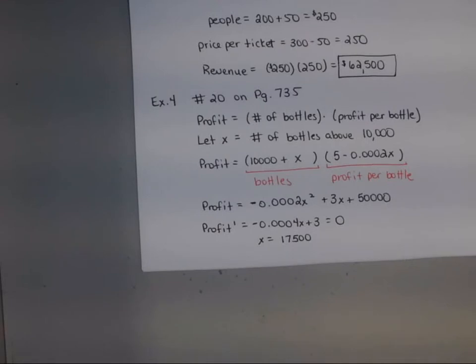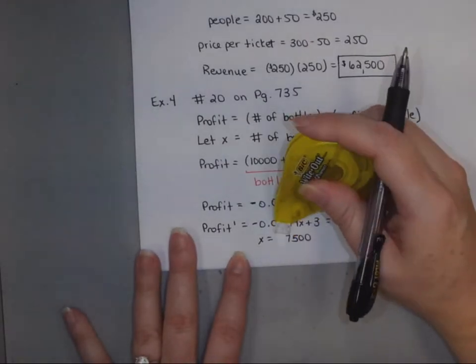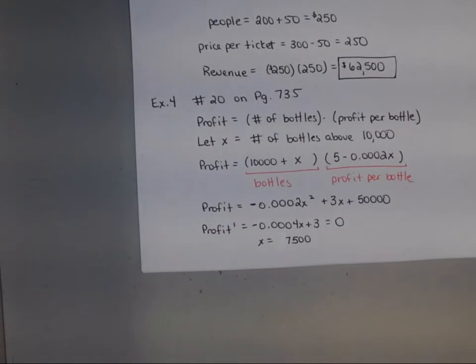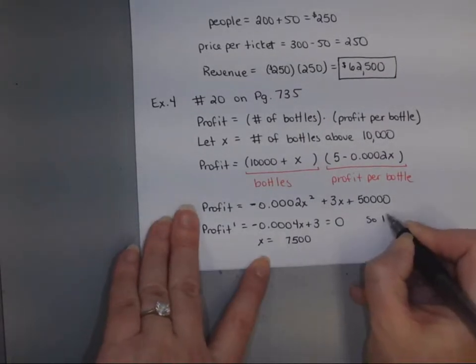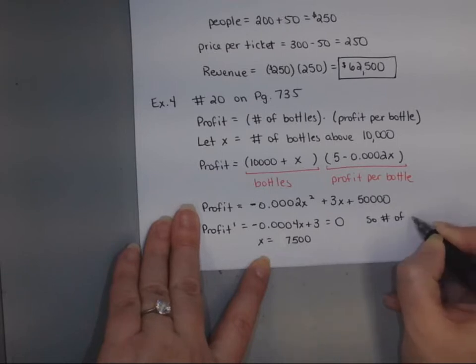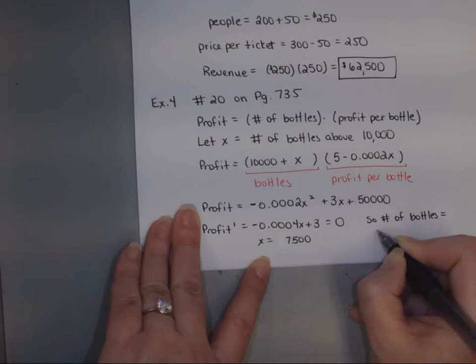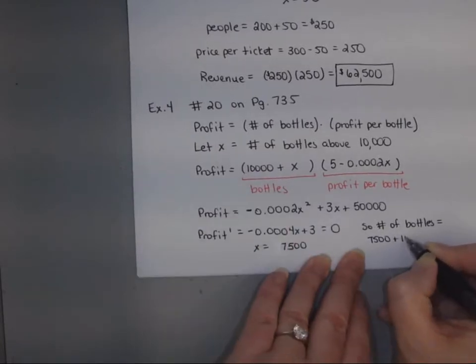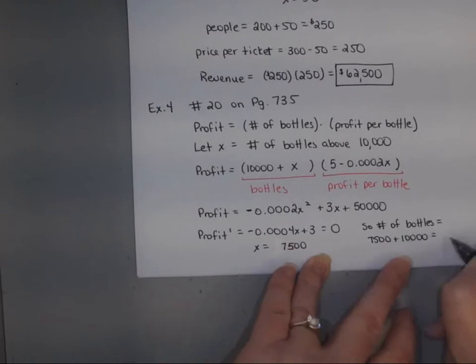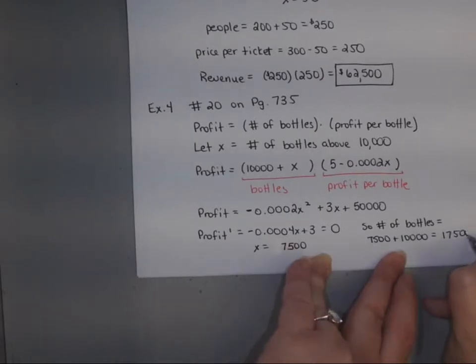Why did I write 17,500 though? Because you plugged it back in, right? So just remember this is above the 10,000, okay? So if X is 7,500, then the number of bottles sold is actually 7,500 plus 10,000 for a total of 17,500.